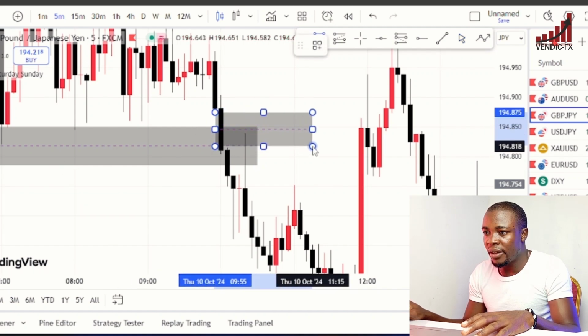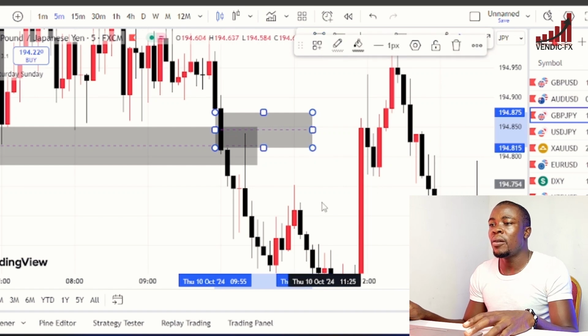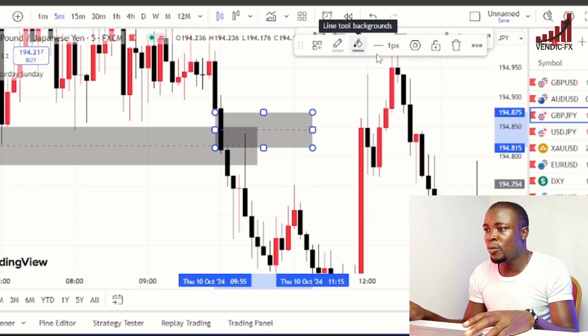All right, and leave a fair value gap here. From this fair value gap, you now put your entry. Half of the fair value gap, now put your entry for a sell position.